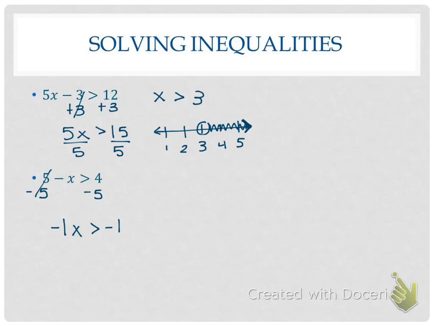Stephanie, what do I need to do now? Divide by -1. Ding, ding, ding, ding, ding. There should be a bell going off in your head saying, what do I need to do? Change my signs. -1 divided by -1 is +1. So when I go to graph this, x is less than 1.